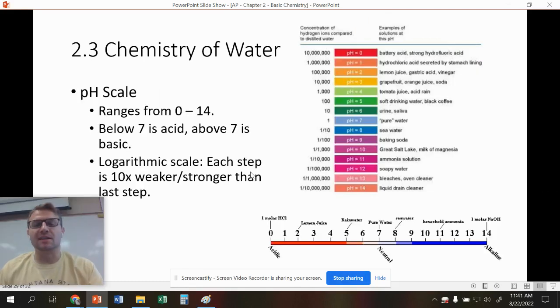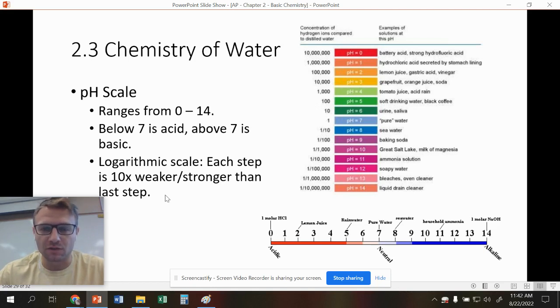Let's talk about the acidity or the pH scale of a solution. So this is a range of 0 to 14. Below 7 is acidic, above 7 is basic, 7 is neutral. But basically, this measures how acidic or basic a solution is. 7 is neutral. That's pure water, and we'll talk about why it's neutral here in a little bit.